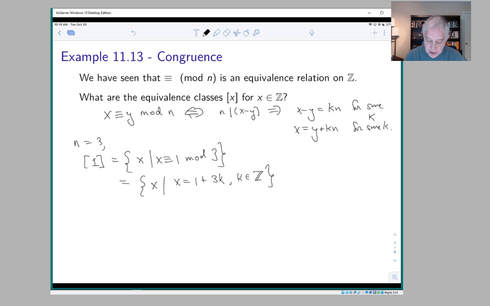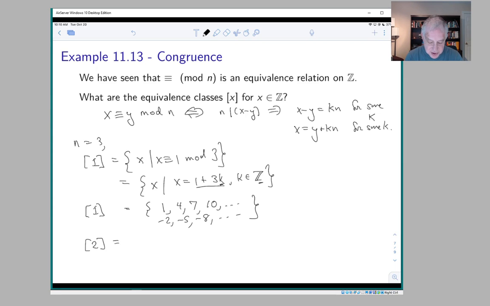And we know what this set is. I'll write out some elements. Depending on what k is, it's 1, 4, 7, 10. But we could also go backwards: minus 2, minus 5, minus 8, and so on. As k moves through Z, these numbers step by 3, but they start at 1 and they go in both directions. So the equivalence class of 1 consists of all the numbers of the form 3k plus 1 as k runs through the integers. This is if we're working mod 3.